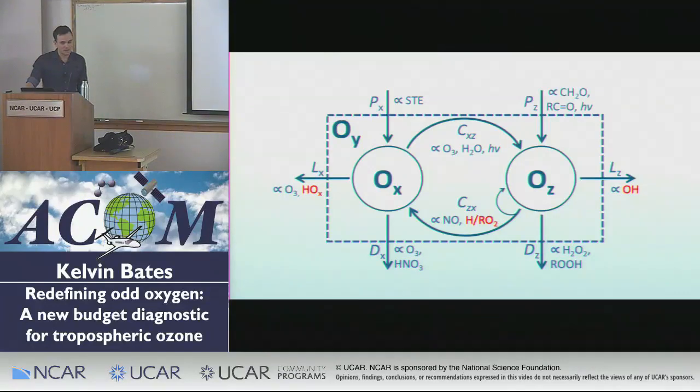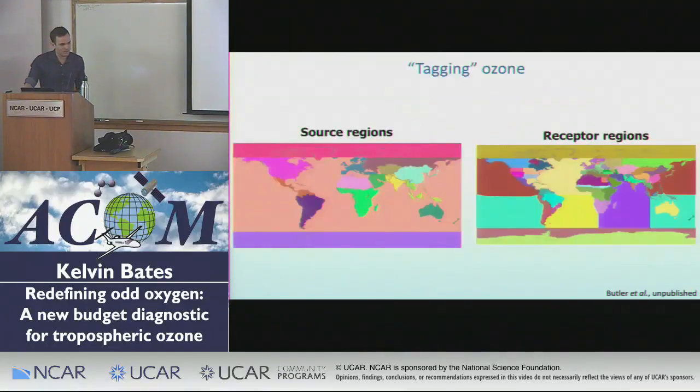One place that we think it will be useful is in tagging ozone. So for those of you not familiar with this idea, it's not the childhood playground game. Tagging of ozone refers to labeling ozone from where its origins are, basically, frequently by source region. And then you look in some receptor region, like, say, Colorado, and try to figure out how much of the ozone over Colorado right now was produced, say, over China, for example.